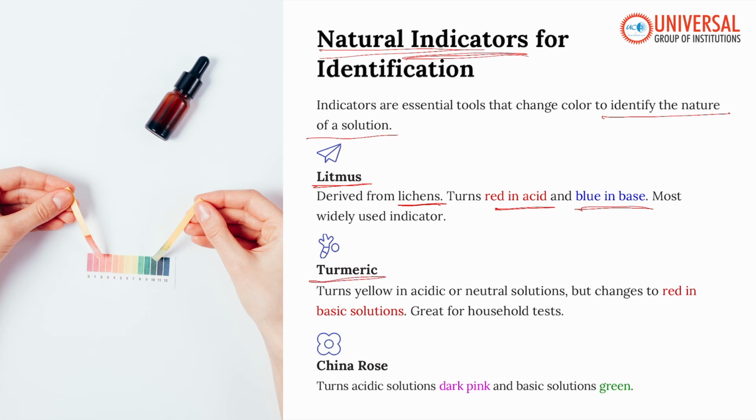Second, we'll talk about turmeric. Turmeric stays yellow in acid or neutral solution, but changes into red when added to a basic solution. So it is a great household test. Sometimes you might find a soap stain which looks reddish on turmeric cloths. The third one is China rose, which is also known as hibiscus. Hibiscus flower petals are also used as an indicator. They turn pink in acidic and green in basic solution. So indicators work by detecting the presence of H plus or OH minus ions through color change.